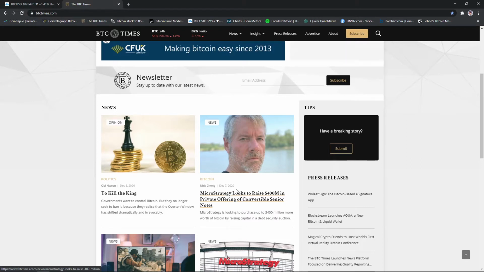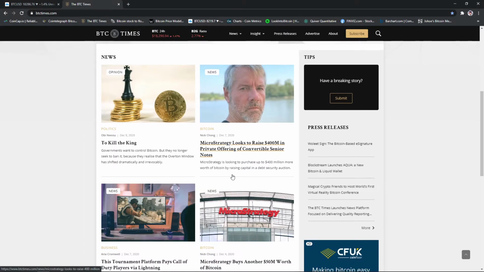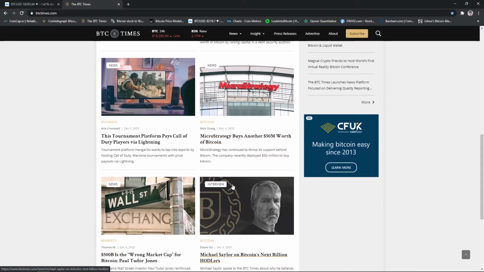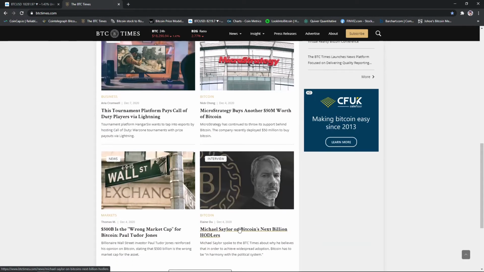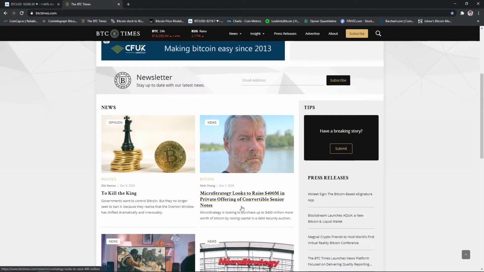Michael Saylor himself also has, I'm not quite sure, tens of millions of his personal money in Bitcoin. You can see here, on the 4th, MicroStrategy just bought another 50 million. So whenever it's all said and done, like this article says, they're probably going to be the next billion hodler, with close to $1 billion in Bitcoin on their balance sheet.